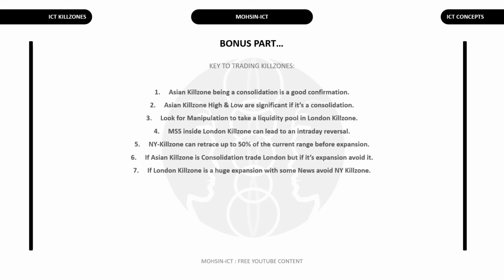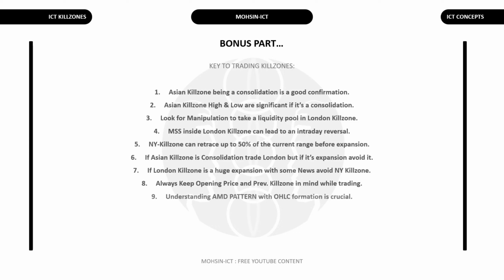Always keep the opening price and previous Killzone in mind while trading, because these two things will help you a lot while dealing with your daily bias or market direction if it's not clear. And it will offer you a lot of trade opportunities as well when we are being confused by the market manipulation. Understanding the AMD pattern with open-high-low-close and open-low-high-close formation is very crucial, as it gives you a proper perspective on how to look at the kill zones and market formation.